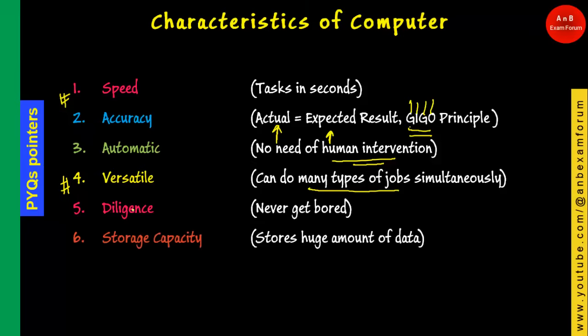Next is the storage capacity. As human beings, we also have storage capacity, but our storage capacity is limited because we are living beings, whereas a computer is a machine which stores a huge amount of data. So storage capacity is also one characteristic which differentiates it from humans.